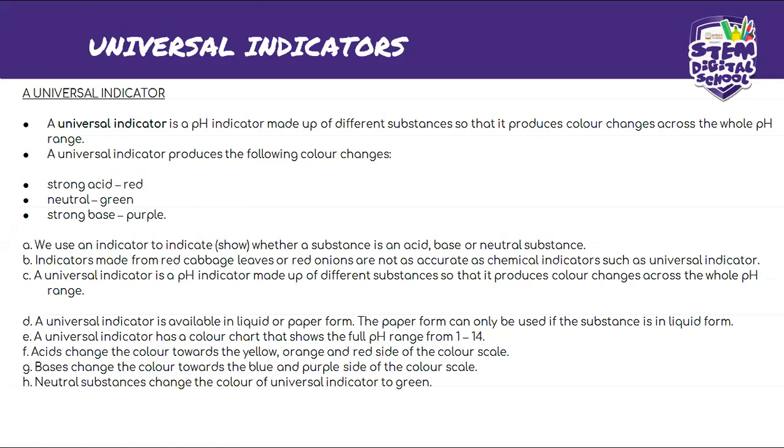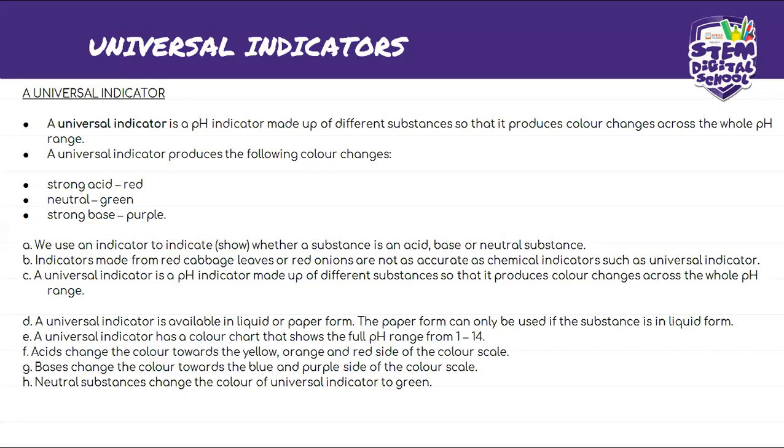Yes, but when you produce them and you want to use them to check the color, they are not as accurate as the universal indicator. A universal indicator is a pH indicator made up of different substances so that it produces color changes across the whole pH range. Okay. A universal indicator is available in liquid or paper form. The paper form can only be used if the substance is in liquid form.